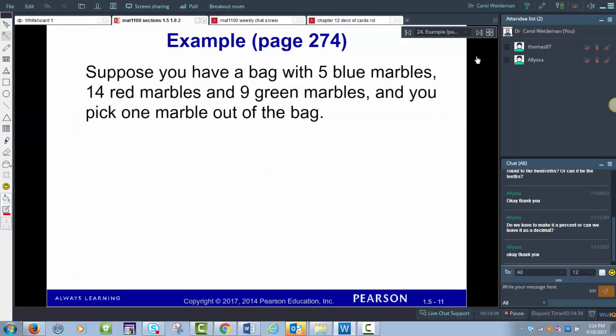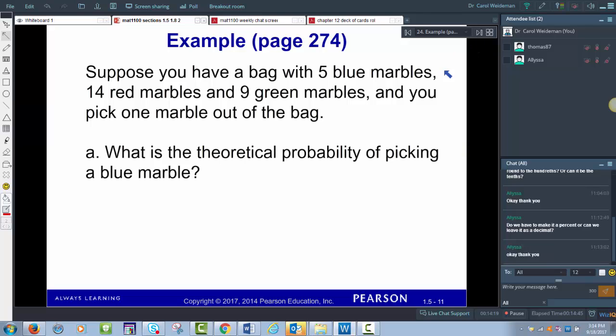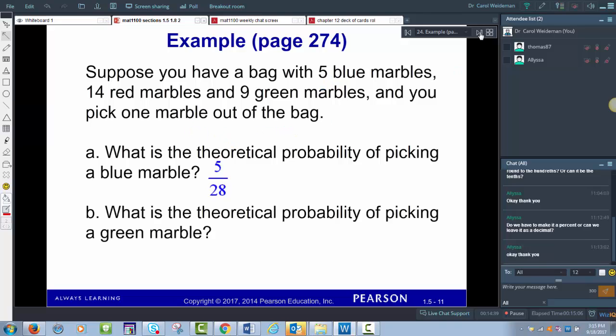So let's try a couple examples. Suppose you have a bag with 5 blue marbles, 14 red, and 9 green, and you pick 1 marble out of the bag. What's the theoretical probability of picking a blue marble? So first, we need to know how many marbles are in the bag. Looks like 5 plus 14 is 19, plus 9 is 28. And how many of those are blue? 5. So the probability of picking a blue marble is 5 out of the total number of marbles in the bag, 28. What's the probability of picking a green marble? 9 green out of 28.